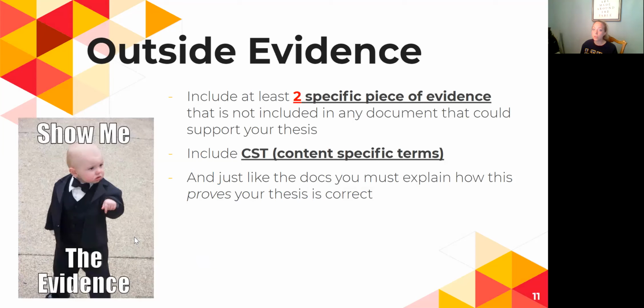Outside evidence, this is also changed. Whereas before you needed to have only 1 specific piece of outside information somewhere in the essay, 3 body paragraphs, now you need 2. So this is not regarding the contextualization, the intro, this is in your 3 body paragraphs. Now you need to have 2 specific pieces of evidence or outside information. So again, this is something that you would not know by looking at the documents. It's totally separate from the documents, but it helps you prove that your thesis is correct, and it usually includes vocab terms.